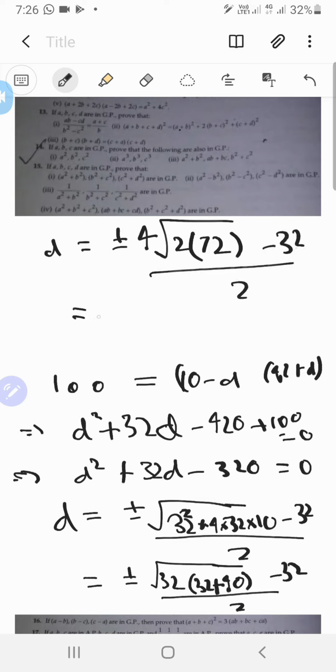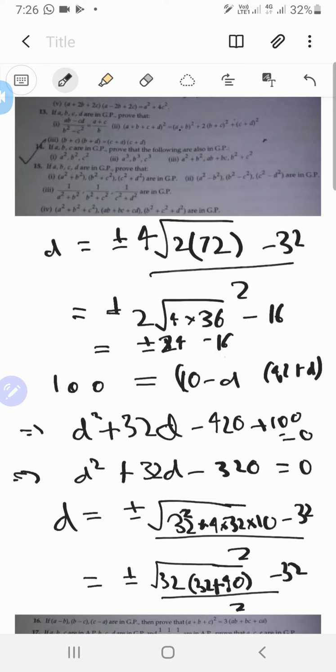2 is going to be plus minus 2 root of, well, what's 72? 72 is going to be 36 times 2. This is going to be 4 into 36, minus 16, which is 2 into 2 squared into 6 squared, which is going to be 12 squared. So 2 into 12 is plus minus 24 minus 16. So this can be 24 minus 16, which is 8, or it can be minus 24 minus 16, which is minus 40. Yeah, 8 and 40.